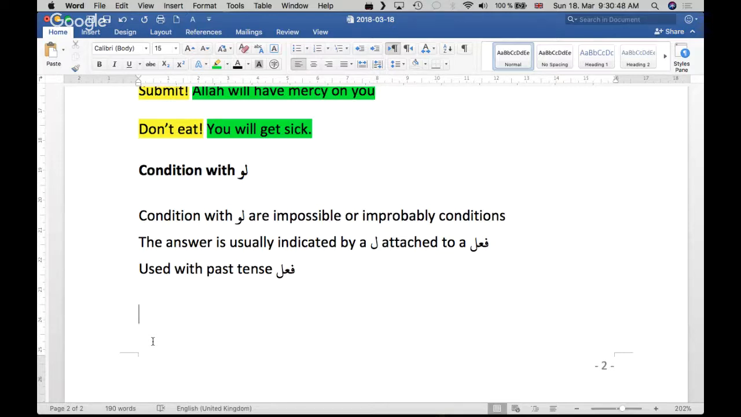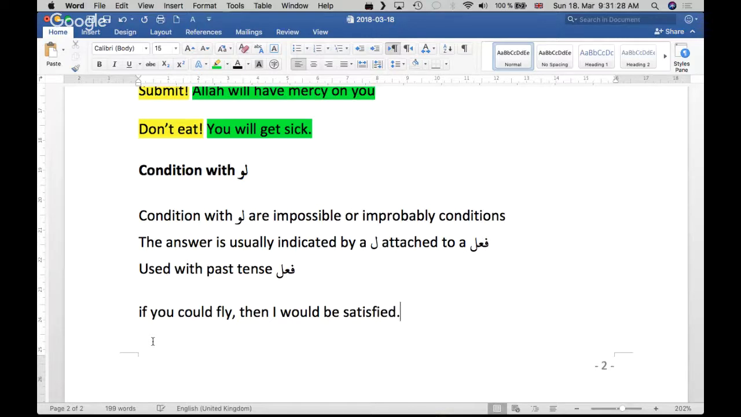So if I have to construct a silly example here: if you could fly, then I would be satisfied.